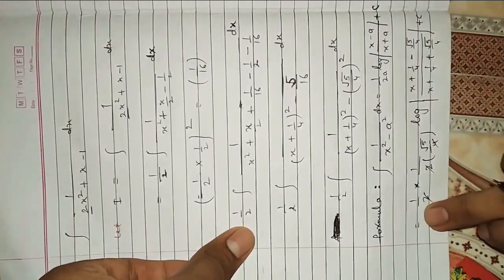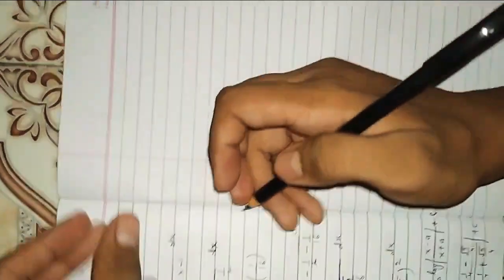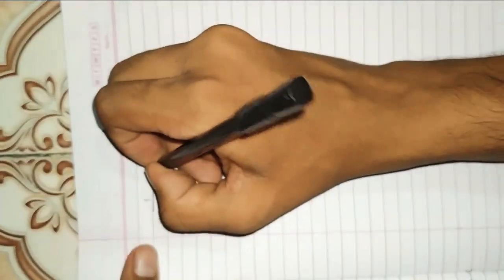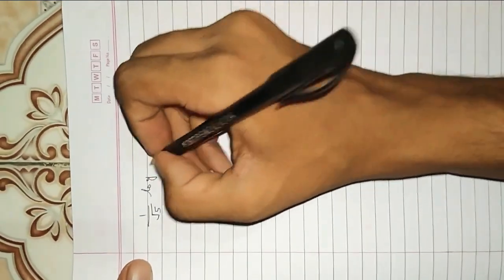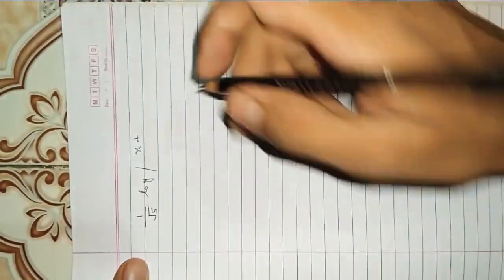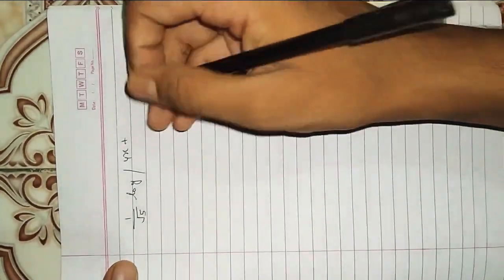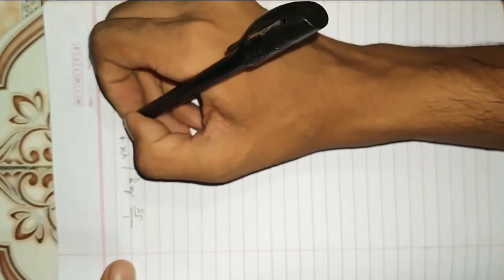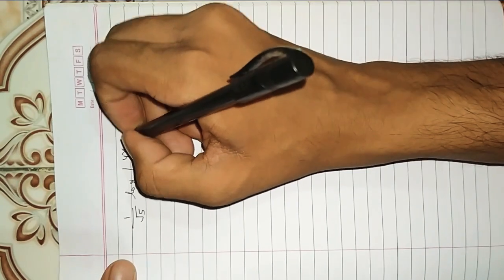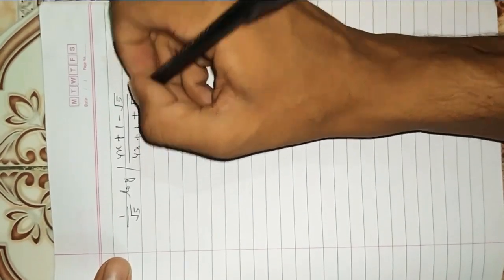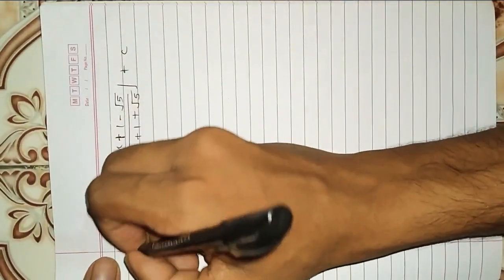The 4 will be cancelled, so you will get 1 by root 5 log of, and if you cross multiply, you will get 1 minus root 5, and the 4 will be cancelled because the denominator and the other denominator will be cancelled, so you will get 4x plus root 5, and this is our solution.